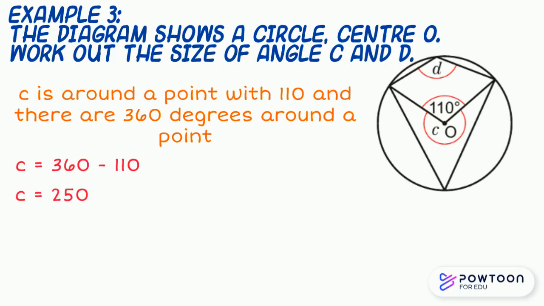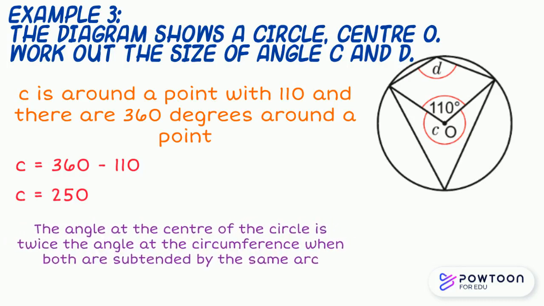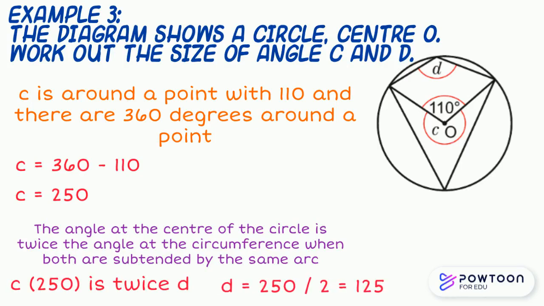To find angle D, we have to first figure out which one it has a relationship with. Is it 110, or is it the value of C, which is 250? To do this, we're going to take the one that's the angles opening up in the same direction. So you can see that D and C are both opening down. Now we can say that C, which is 250, is going to be twice the size of D because C is the one that's at the center and D is on the circumference. So that just means D is going to be 250 divided by 2, and so it is 125 degrees.